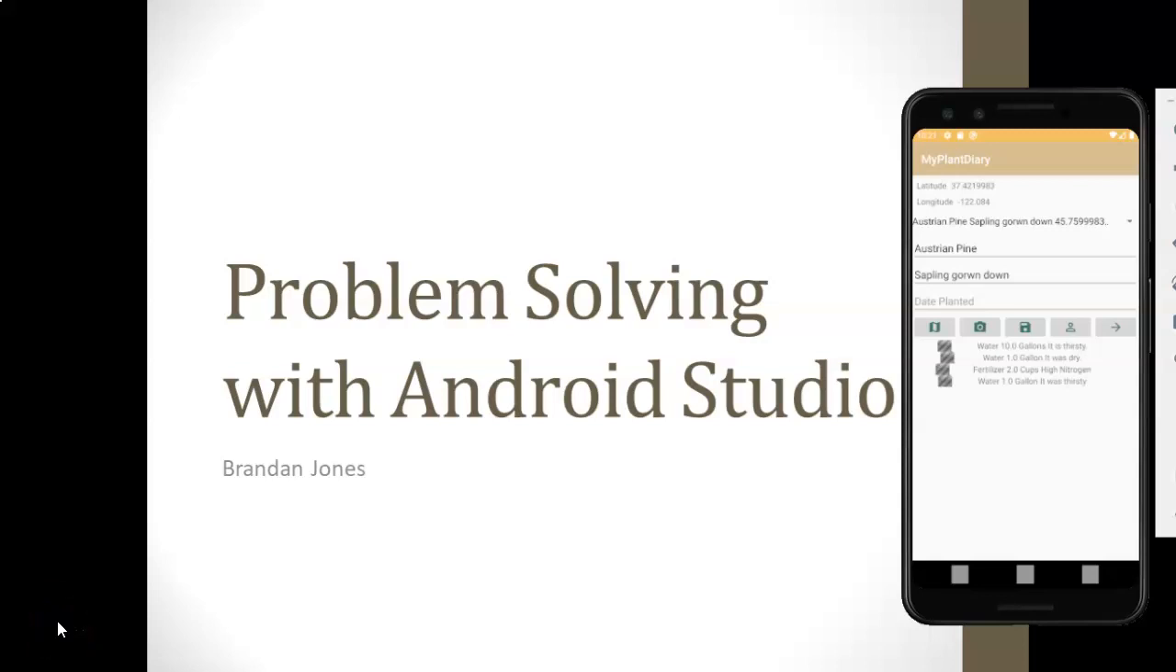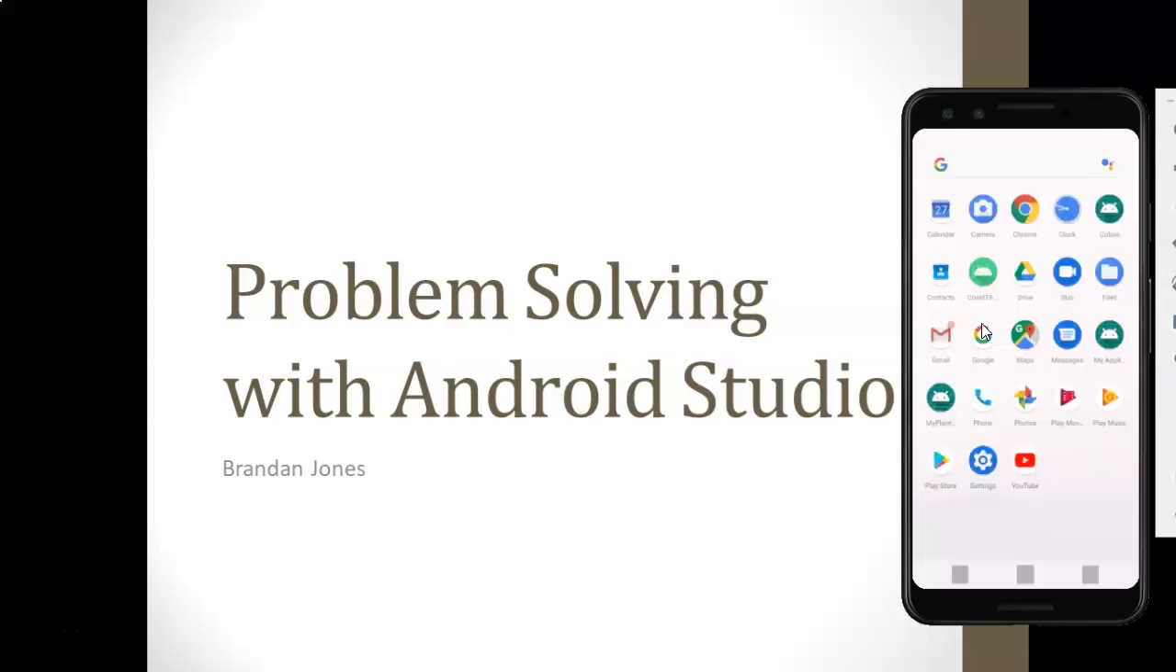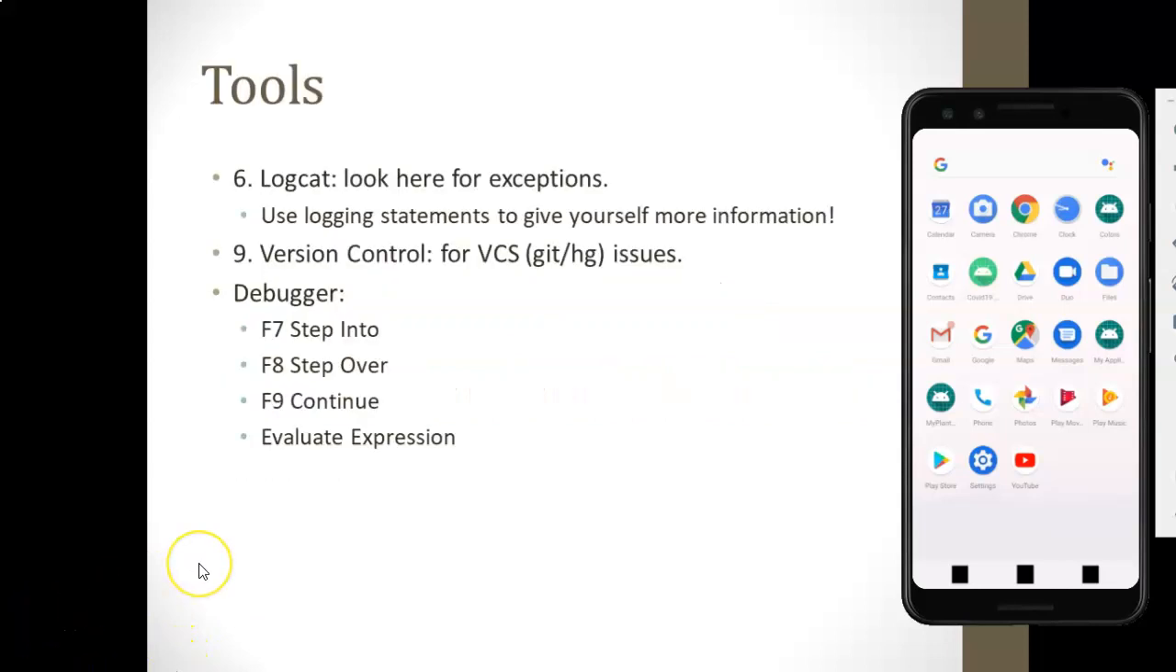In this video, we're going to take a look at problem solving with Android Studio. Now, by problem solving, I mean solving issues that come up with your application. In other words, take a look at the application that I have here. I click the camera button, and the application dies. That's the kind of problem I'm talking about solving.